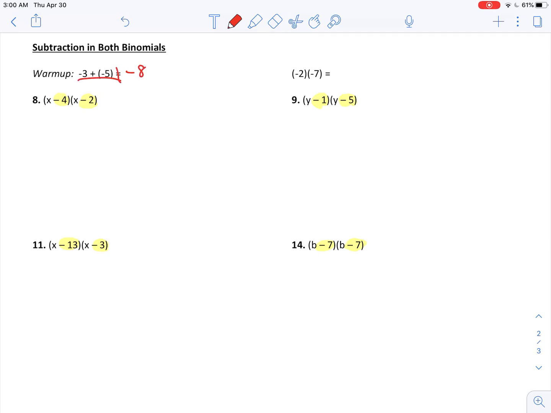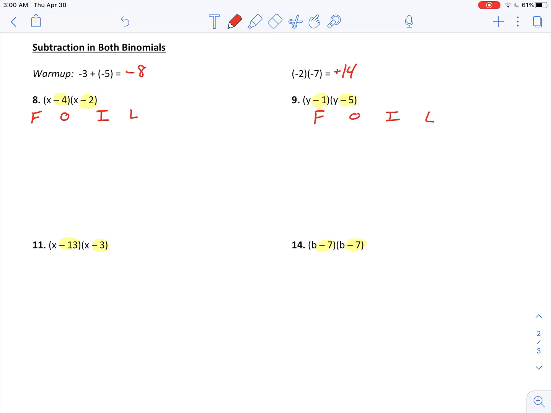So when you're adding the negative numbers together, you keep it a negative, but when you multiply, negative 2 times negative 7, when you multiply, the negatives become a positive. So let's keep that in mind, and let's FOIL here.